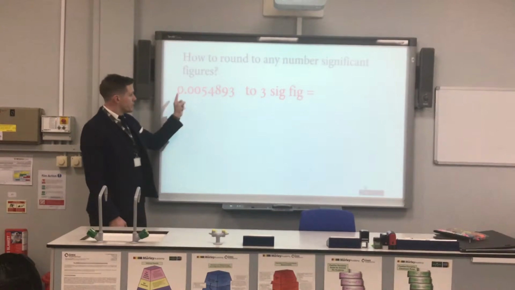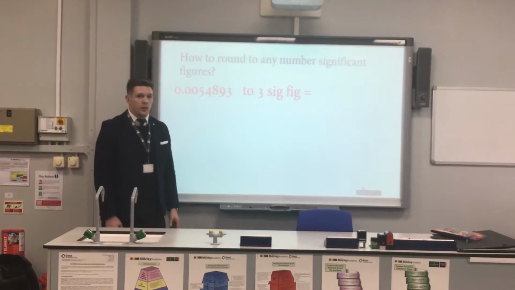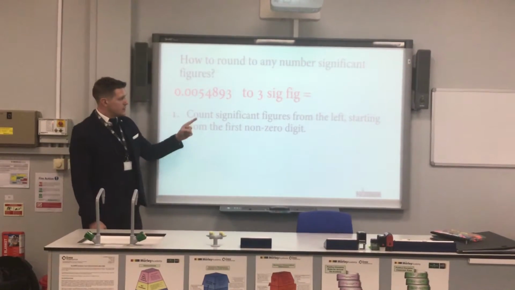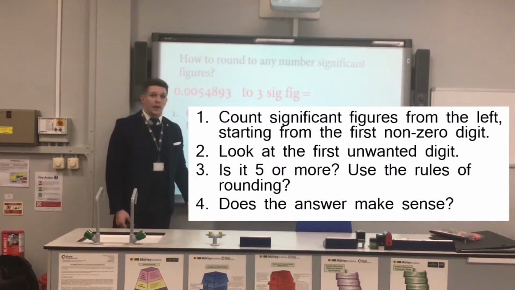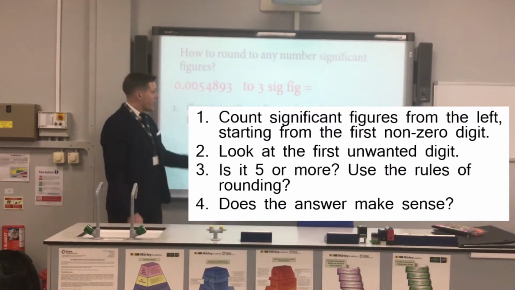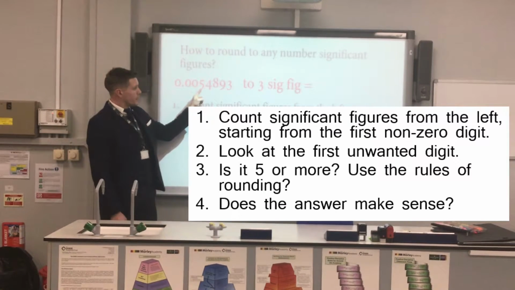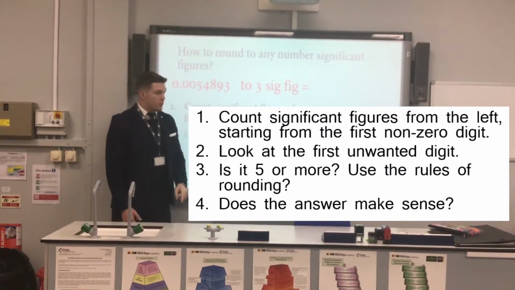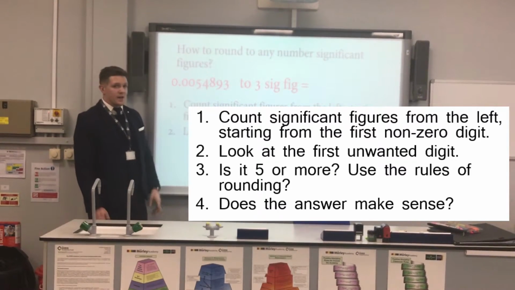If we look at a couple of other examples just before we finish, we could also have some decimal places. So we've got 0.0054893, so quite a long number. What we've got to think about is again counting the significant figures from the first non-zero digit. This is where we have got some zeros in. So we're not going to count these first 3 zeros, we're going to start counting from 5. So 1, 2, 3.